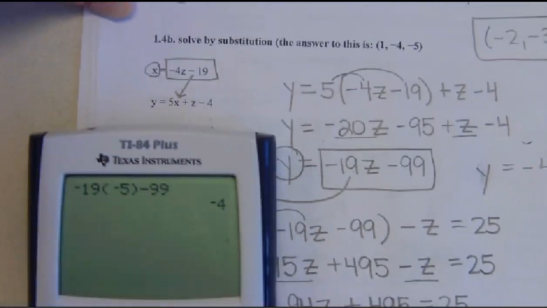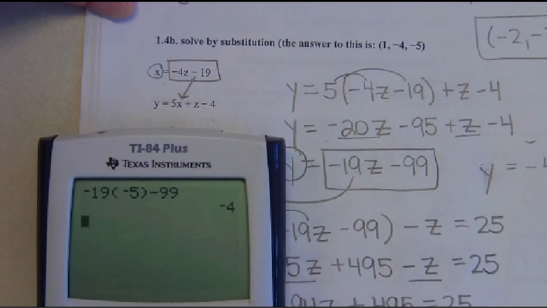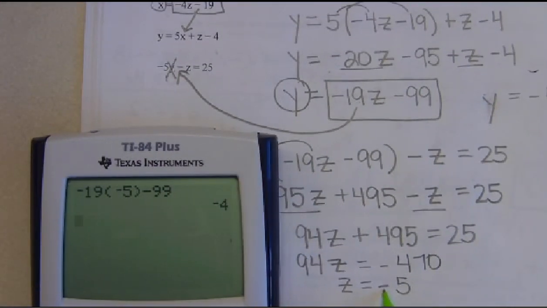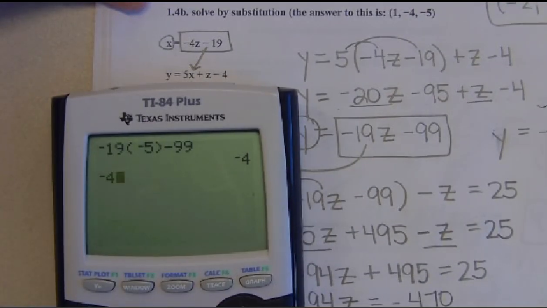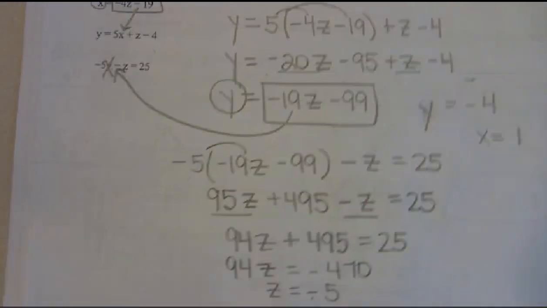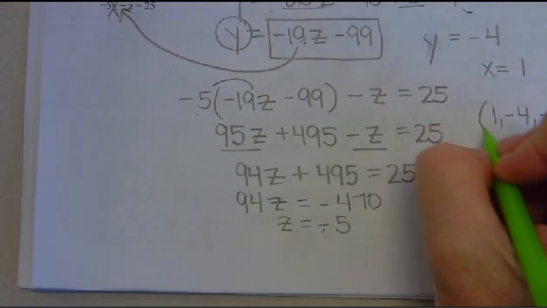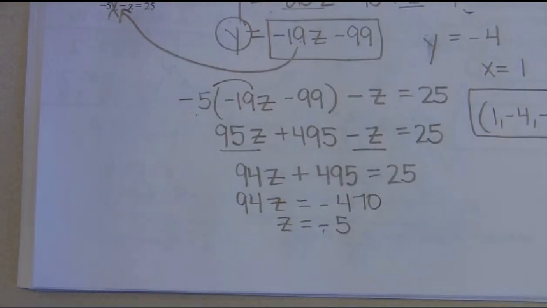And then I'm going to go back to my beginning, and I'm going to use my z to plug in here to get x. Again, z we got to be negative 5 down here. So I'm going to go negative 4 times negative 5 minus 19, and x is 1. So my final answer is going to be 1, negative 4, negative 5. And that is how you solve a substitution.